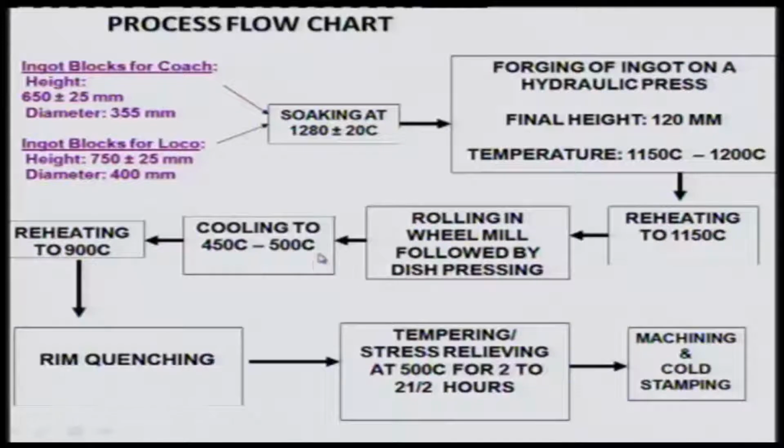Then it is subjected to cooling to about this temperature and then it is reheated again, so that you get austenite again, and then the wheel is subjected to rim quenching. So, you have a hot wheel placed in a rim quenching apparatus, and there are water sprays all around the wheel, and this wheel is rotating and these water sprays hit the rim.